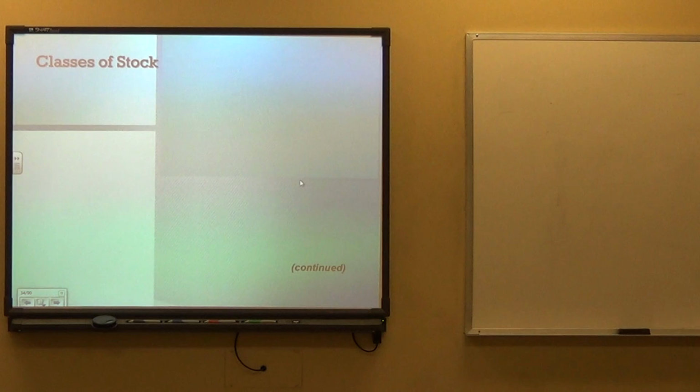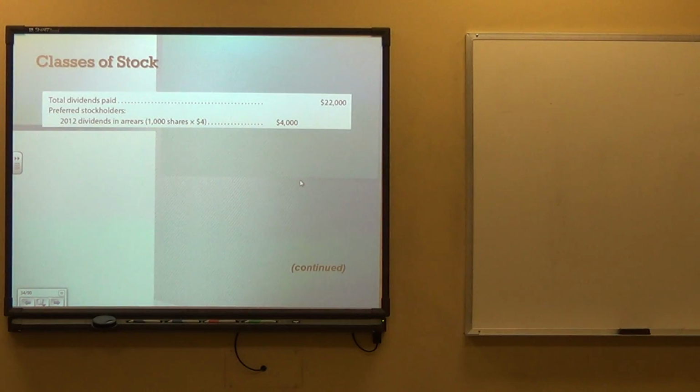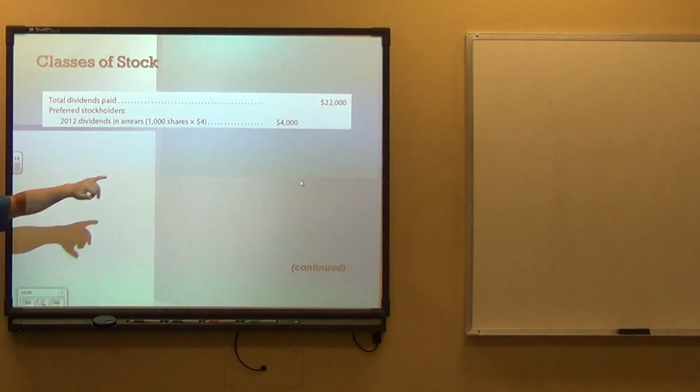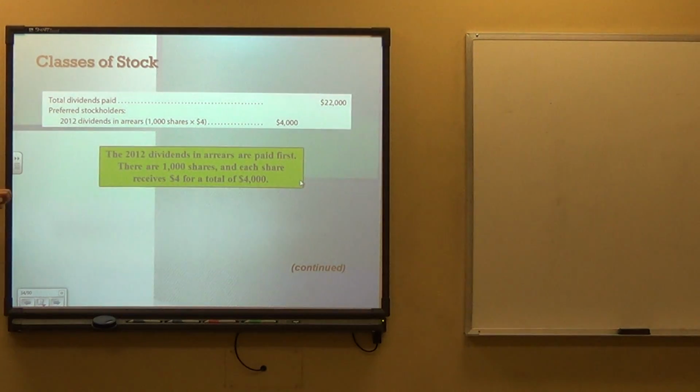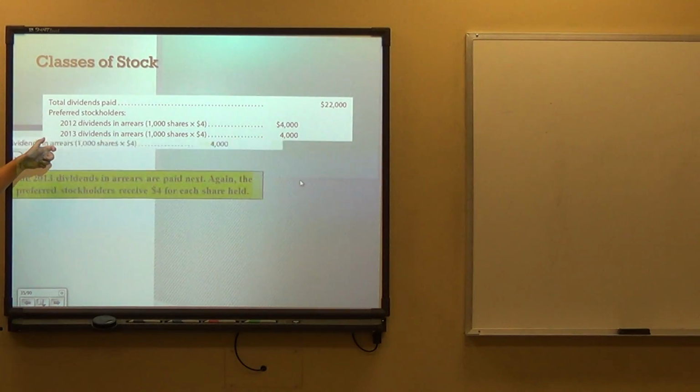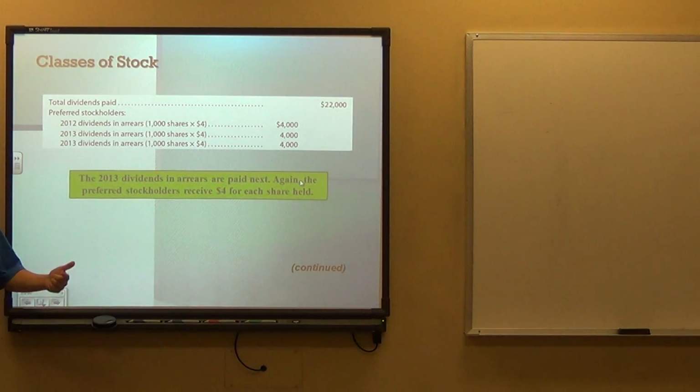Okay. So let's break it down here. Total dividends: for 2012, they owe me $4,000, because we have 1,000 shares of those times $4. So they had to pay back $4,000 for 2012. That's what they're saying here. Then in 2013, they still have to pay that too. 2014, they still have to pay that too. And now the rest of it, they can go to common stock.